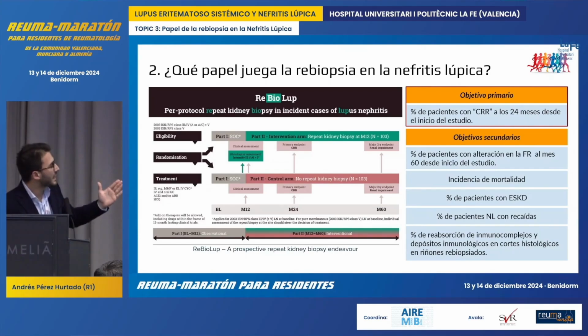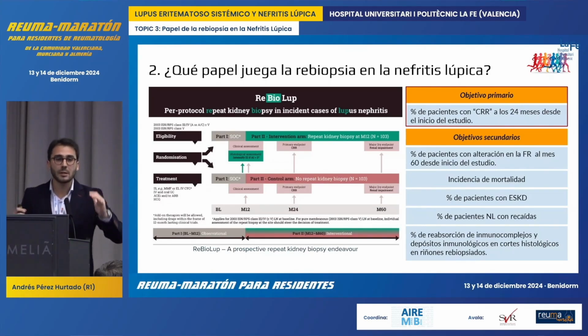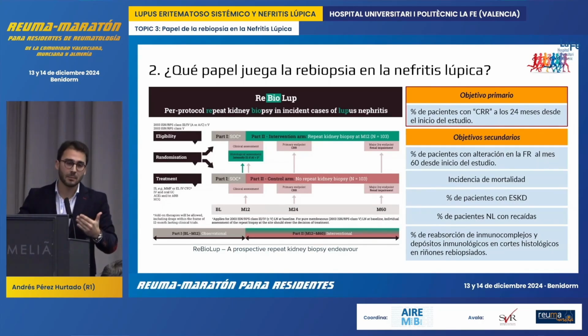And what they do is, after 12 months, one group simply undergoes a standard follow-up consultation. However, in the other group, in addition to the follow-up consultation, a rebiopsy is also performed. The biopsy is repeated. And at 24 months, they assess the outcome. And what is the primary outcome? To determine the percentage of patients who achieve complete renal remission.